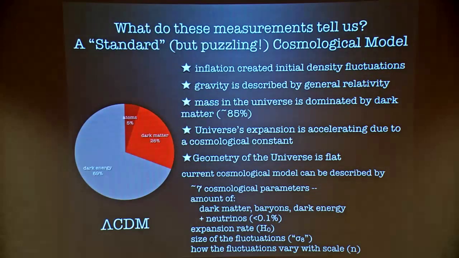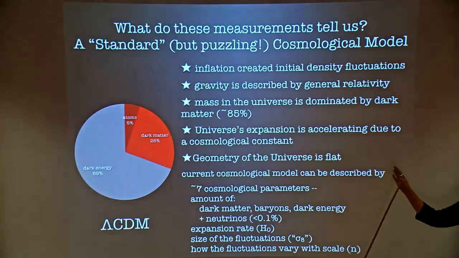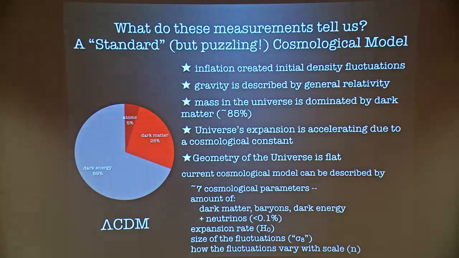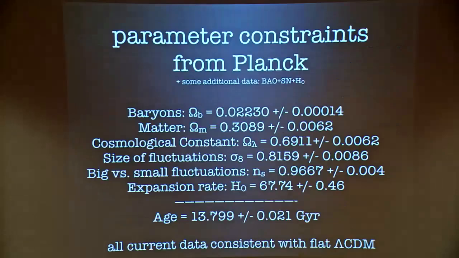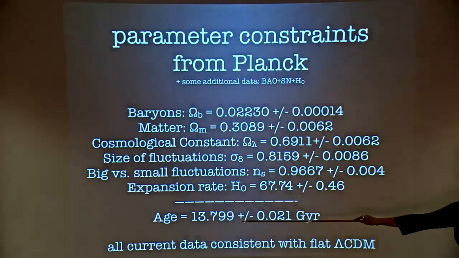And the amazing thing is that 20 years ago, we didn't know what these numbers were, many of them sometimes by a factor of 10. And now these are the kind of measurements that we have of these numbers. So you can see that they have very small error bars, and we also know the age extremely precisely.